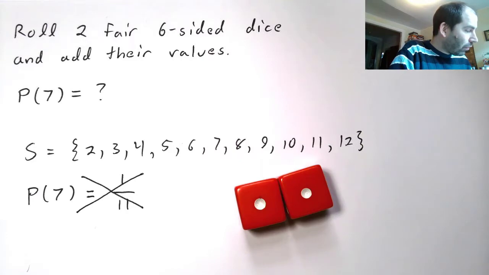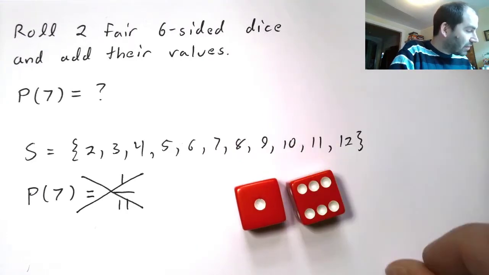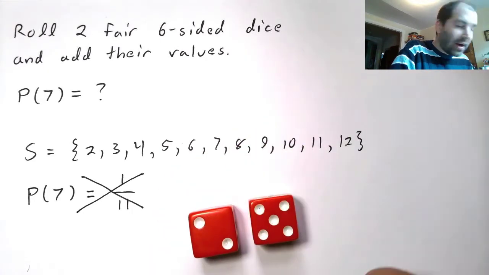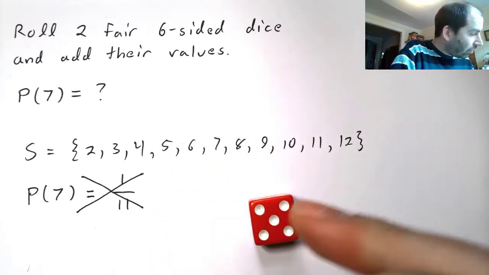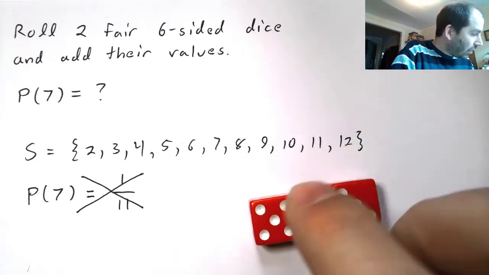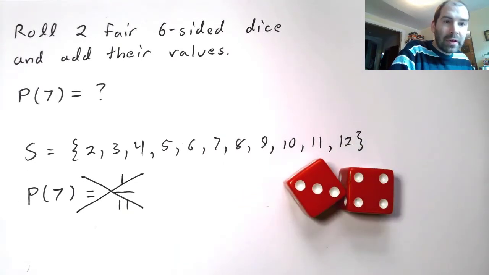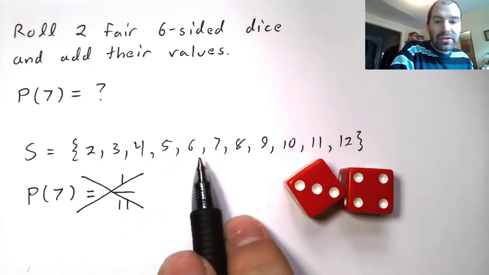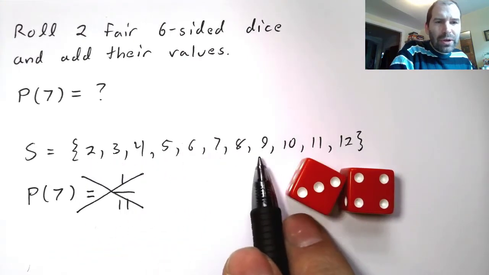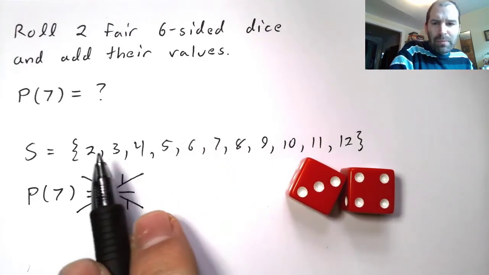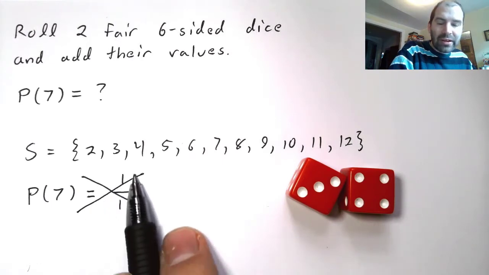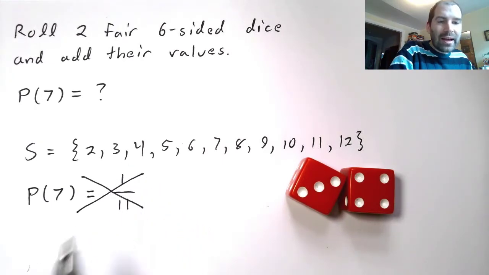However, how many ways can I roll a 7? Well, I could roll a 1 and a 6. I could roll a 2 and a 5. I could roll a 3 and a 4. There's several ways to roll a 7, but there's only one way to roll a 2. So these can't be equally likely. 7, for instance, is more likely than 2. So we can't use that rule that got us 1 over 11. That rule is not guaranteed to get us the right answer.